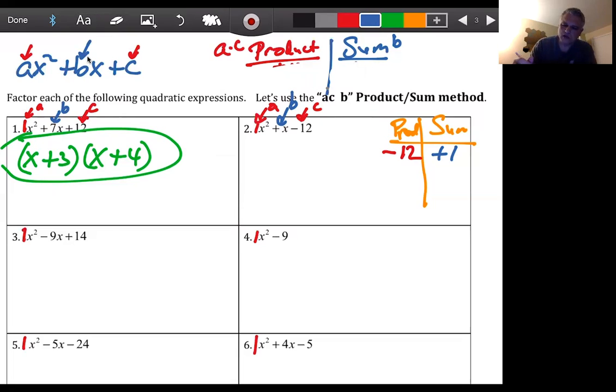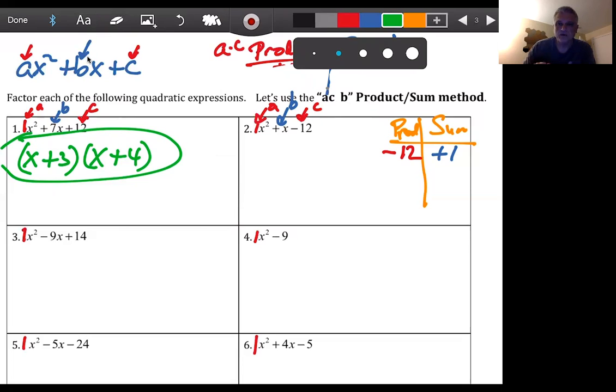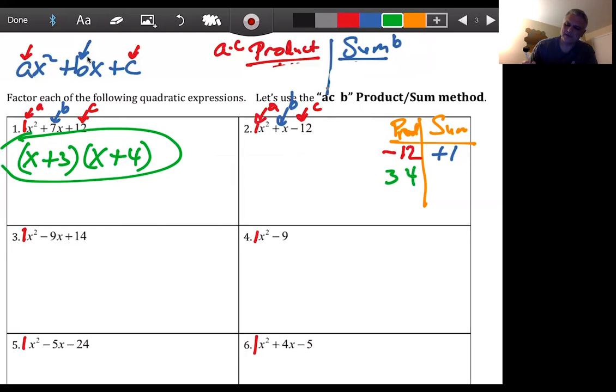Okay, so two numbers that multiply to negative 12 add to 1. Okay, well, like we did before, with 1 and 12, I can't get a 1 out of 1 and 12. 2 and 6, I can't get a 1 out of 2 and 6. Well, 3 and 4, I can get a 1 out of it. Now, if they're multiplying to give me a negative, that means one of them's plus and one of them's a minus. Positive times negative gives me negative 12. But they got to add to be a positive 1.